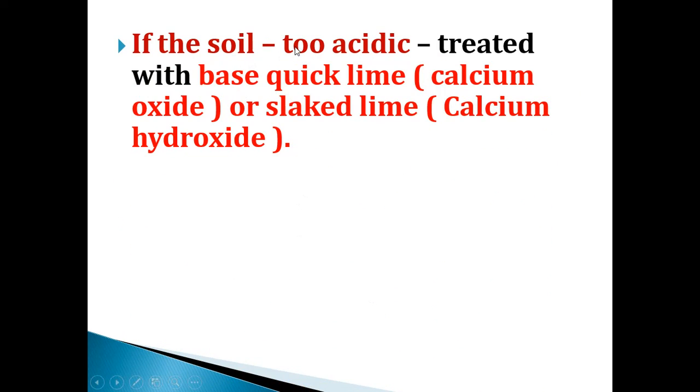If the soil is too acidic, you know the effect of acid will be neutralized with the help of a base. So if the soil is too acidic, it can be treated with a base such as quicklime. What is the other name of quicklime? Calcium oxide. Or we can also use a base like slaked lime. The other name of slaked lime is calcium hydroxide. So if the soil is too acidic, it can be treated with a base such as quicklime or slaked lime.